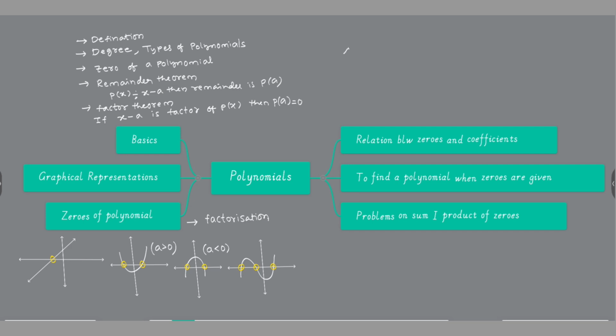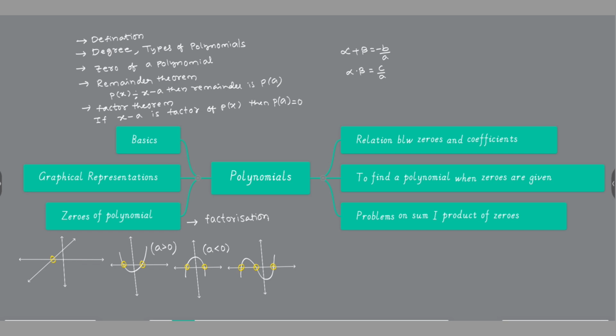So one relation is alpha plus beta is equal to minus b by a, and one more relation, alpha into beta is equal to c by a. This is about the relation between zeros and coefficients of a quadratic polynomial.